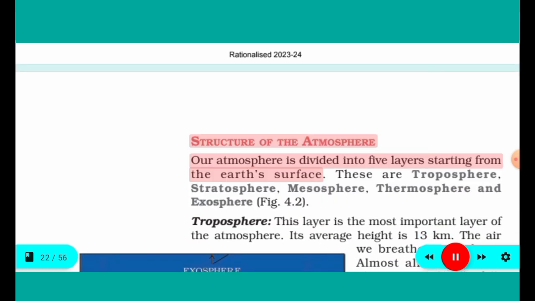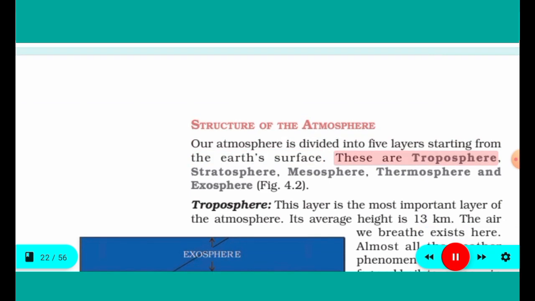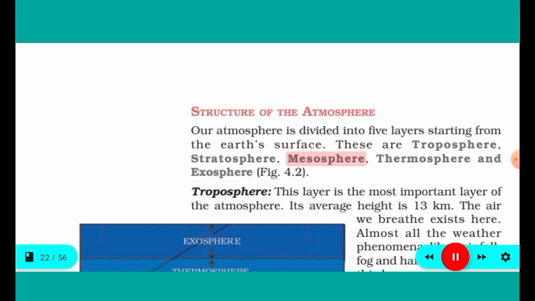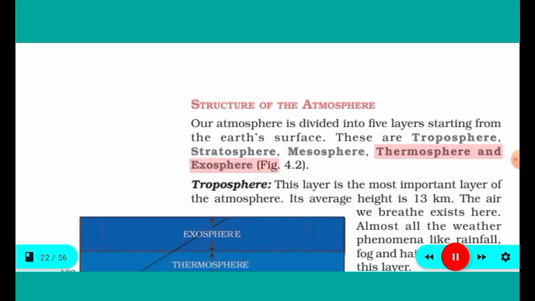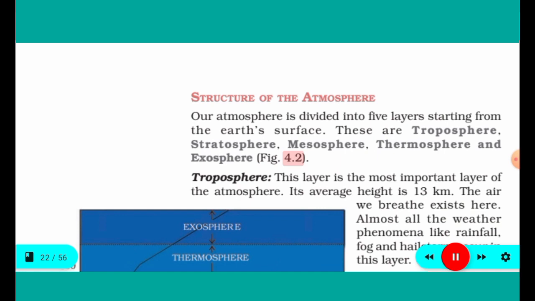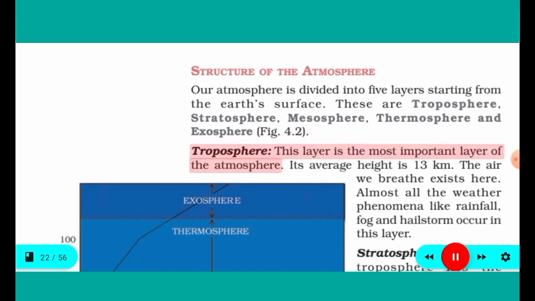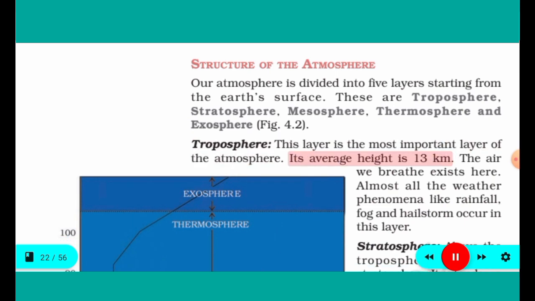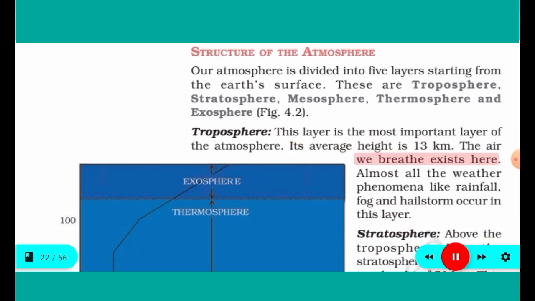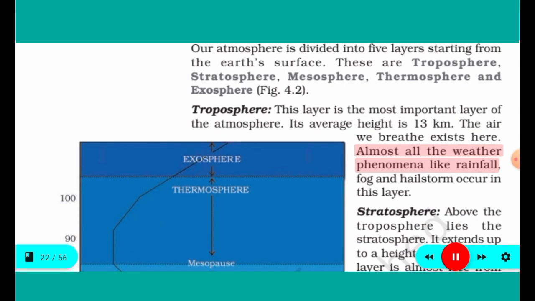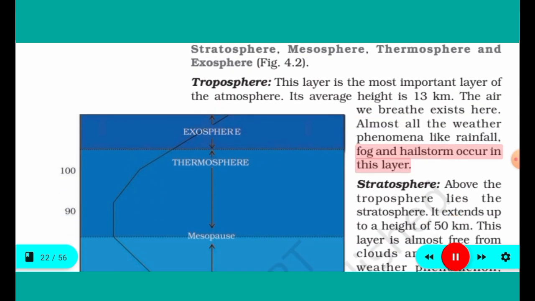Structure of the atmosphere. Our atmosphere is divided into 5 layers starting from the Earth's surface. These are troposphere, stratosphere, mesosphere, thermosphere and exosphere, Fig. 4.2. Troposphere. This layer is the most important layer of the atmosphere. Its average height is 13 kilometers. The air we breathe exists here. Almost all the weather phenomena like rainfall, fog and hailstorm occur in this layer.